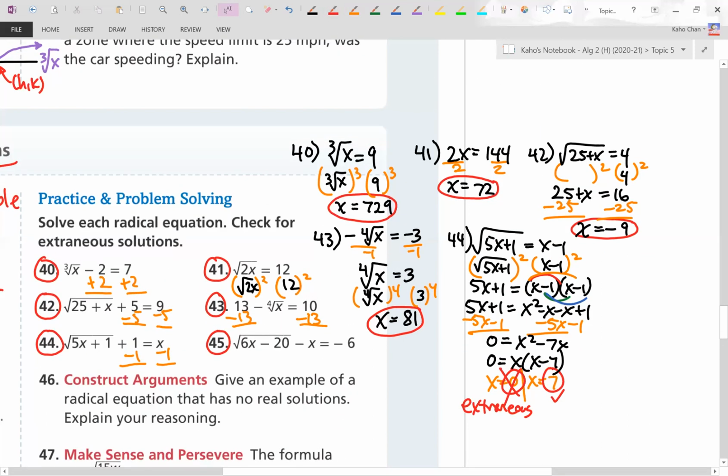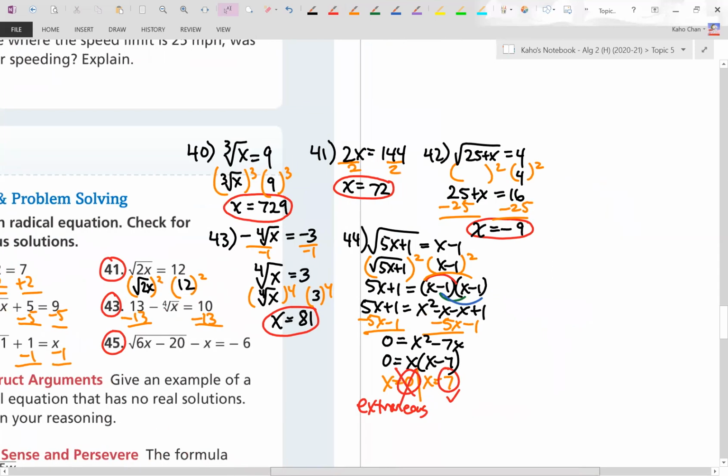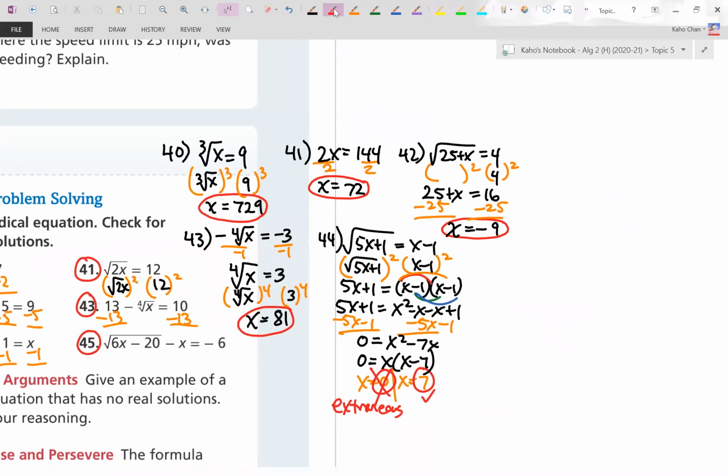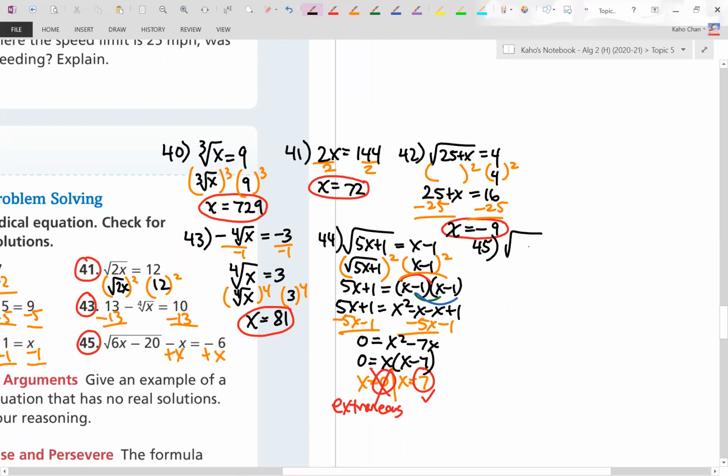All right, last one. Yep, last one on this section. Let's do it. Number 45. I'm going to go ahead and add x to both sides to save some room here. Oops, I'm sloppy. Okay, that gives me the root 6x minus 20 equals x minus 6 on the other side. I'm going to go ahead and square both. I'm being super lazy here to do that. Okay, we can do that.